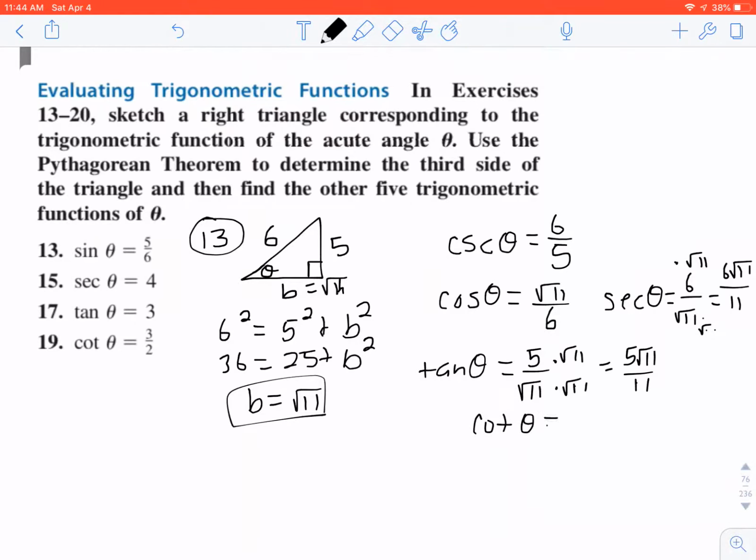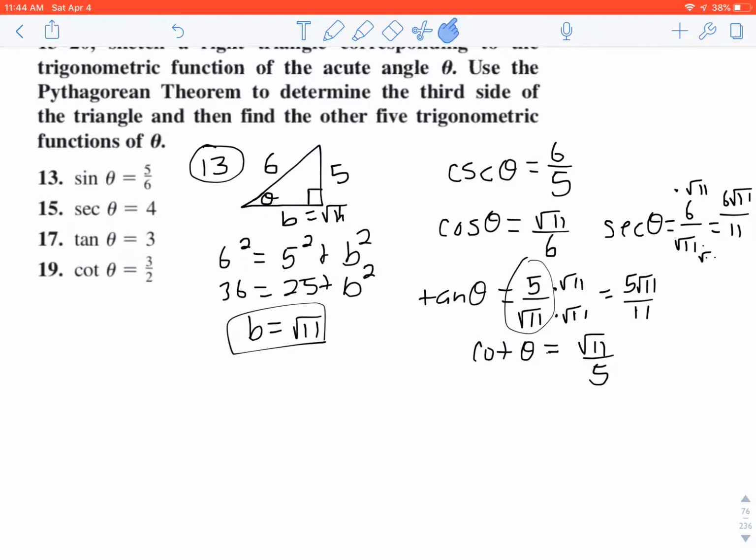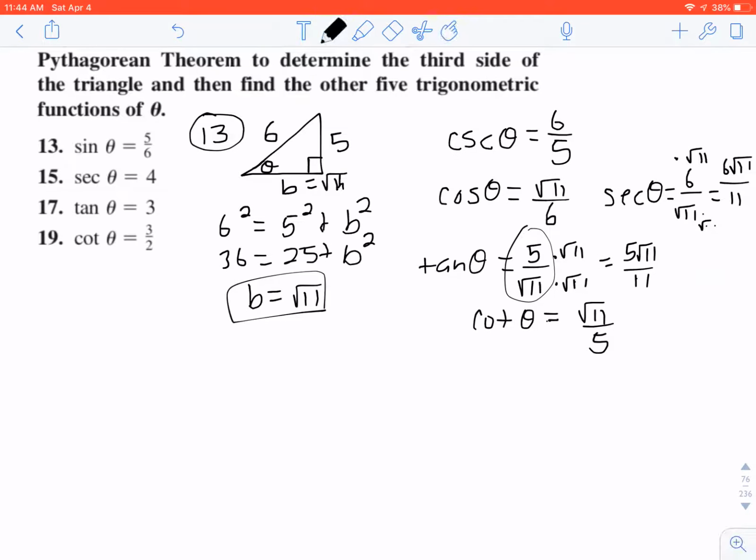Cotangent theta is just the reciprocal of that. So if you go back to the original fraction over here from tangent, it'd be square root of 11 over 5. Okay, sorry, that's a little bit messy. Number 15.